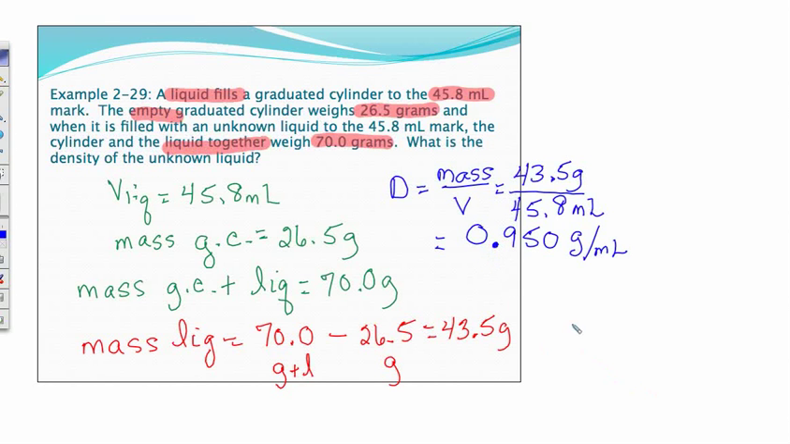Notice I put 0 point. It makes that decimal point much clearer. All of my values had 3 sig figs, so my final answer had 3 sig figs.